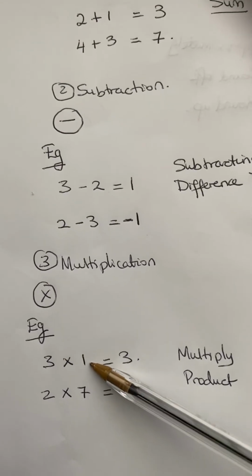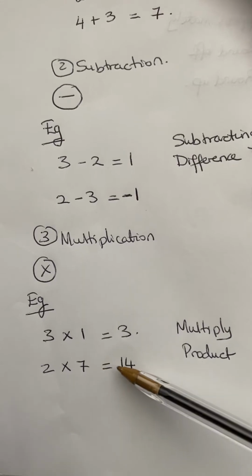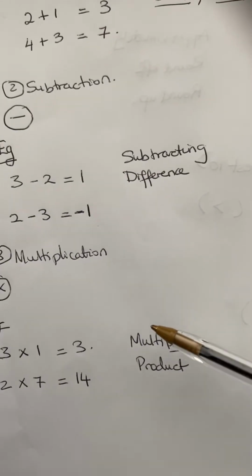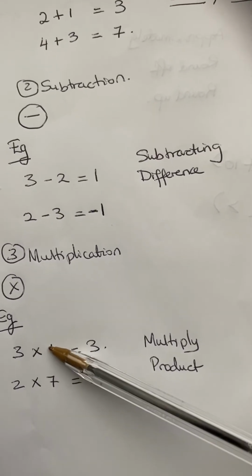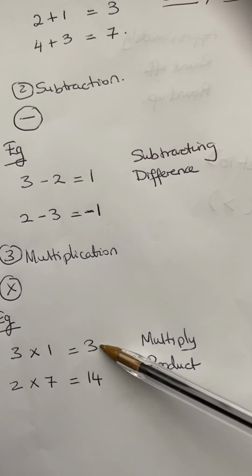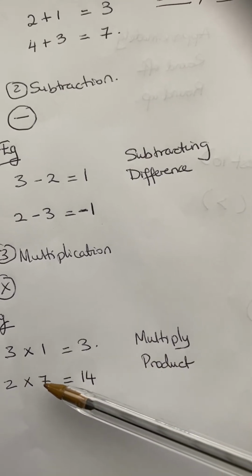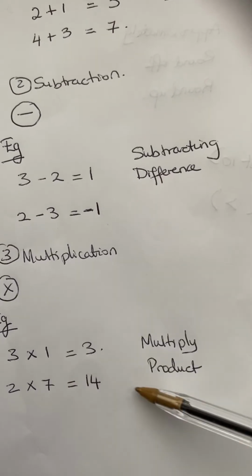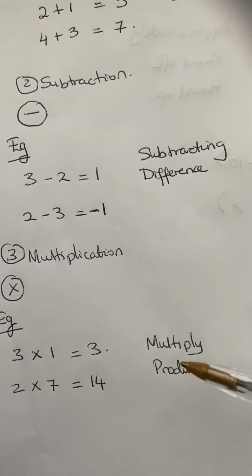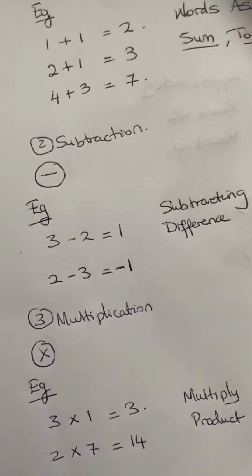The next one is multiplication, and that is the symbol there. Example, 3 times 1 is 3. 2 times 7 is 14. So they might say to you, multiply 3 by 1, and it's 3. What is the product of 2 and 7, and it's 14? So that is this one here. The more you use them, the more familiar you become.